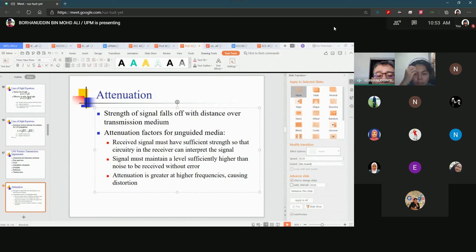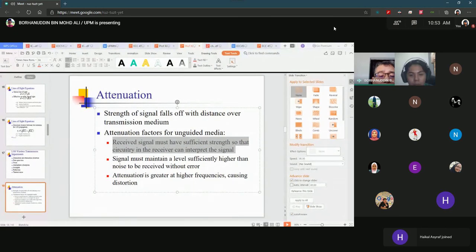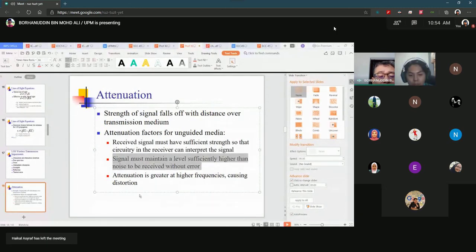Attenuation factors for unguided media. Unguided media is like our space, our radio. Guided is like cable, waveguide and so on. The received signal must have sufficient strength so that the circuitry in the receiver can interpret the signal. I mentioned earlier, we want to design in such a way that the received signal has a certain margin that the receiver should be able to detect and process. That is called fade margin. I think we have some example that we can examine later.